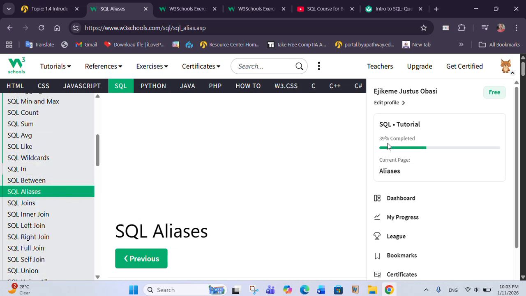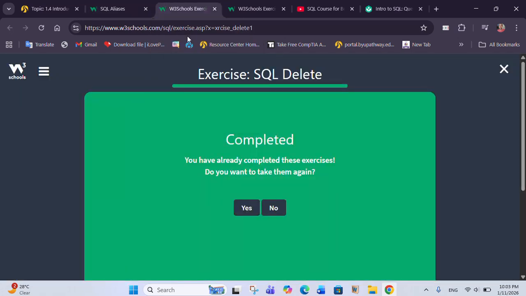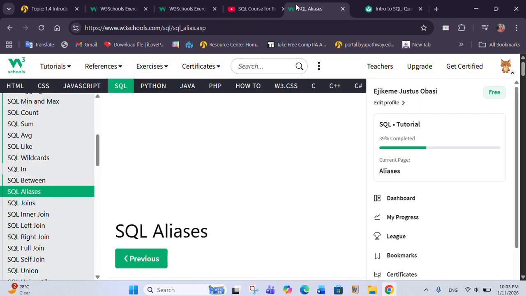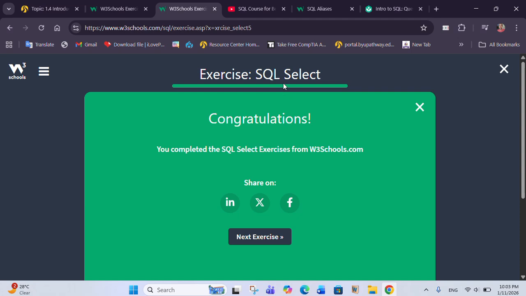As you can also see, these are some of the exercises I have completed. SQL delete exercise. I have also completed this exercise, SQL select exercise.